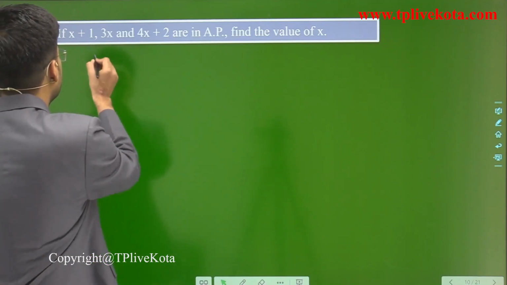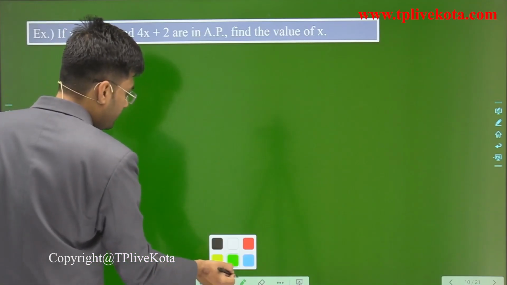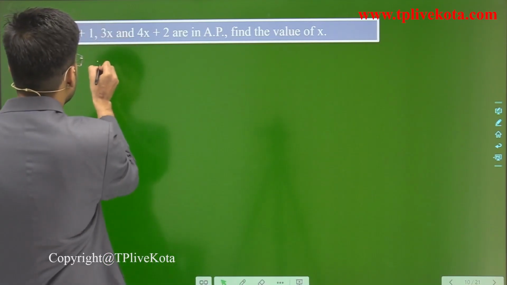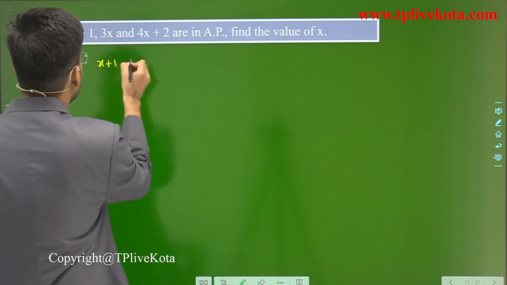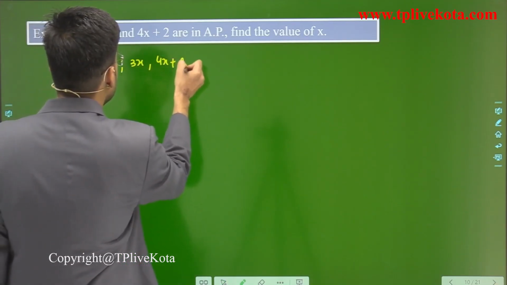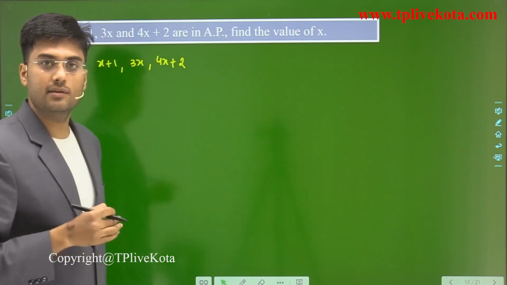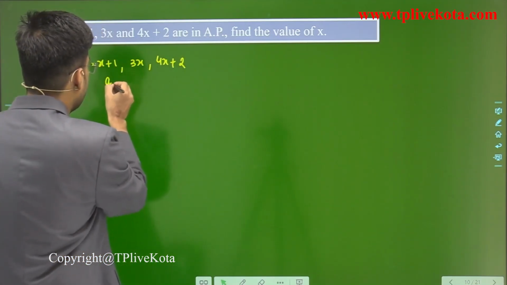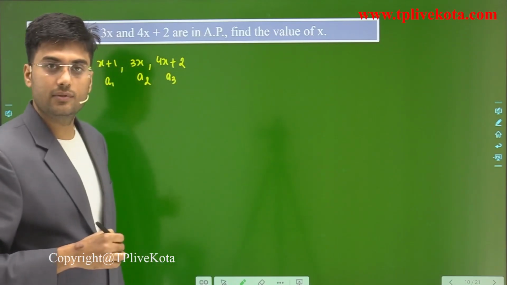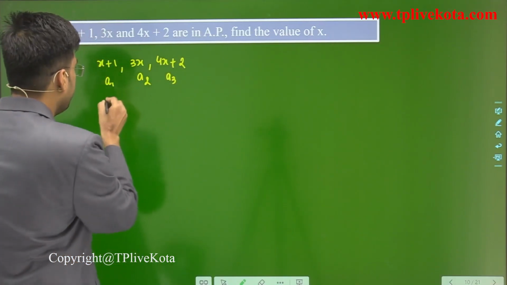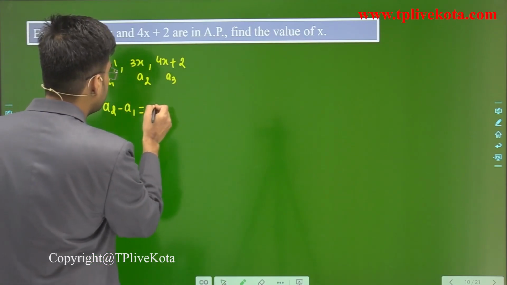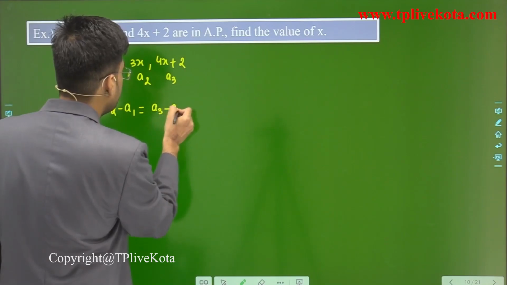It is given that x plus 1, 3x and 4x plus 2 are in AP. This is the AP. It is A1, A2 and A3, 3 terms of AP. Then we know that if it is an AP, then A2 minus A1 should be equal to A3 minus A2.